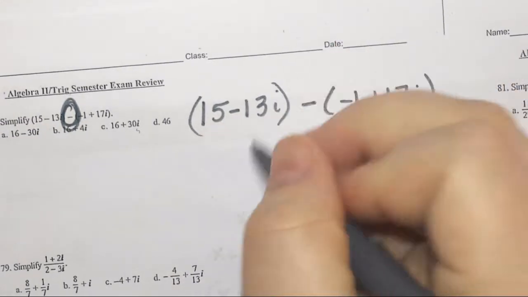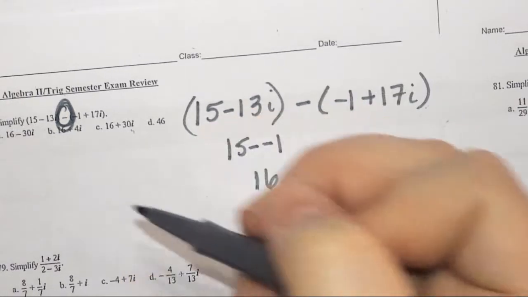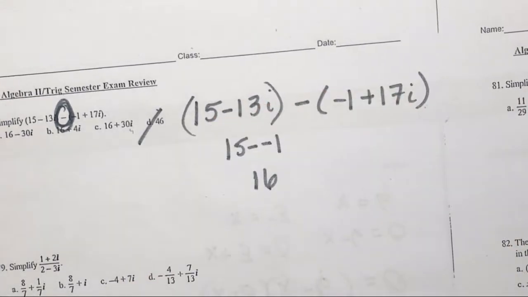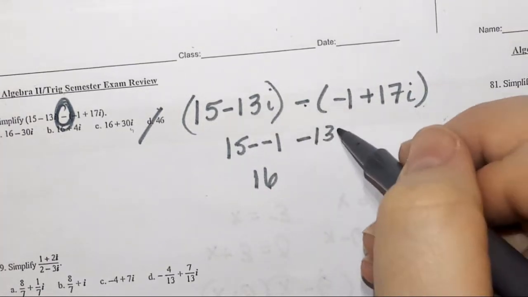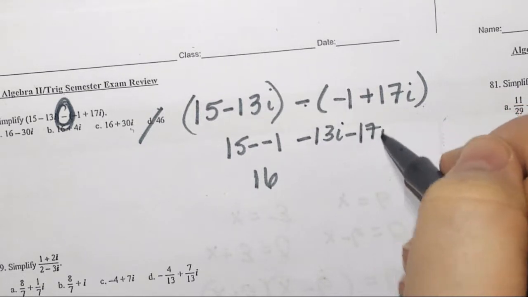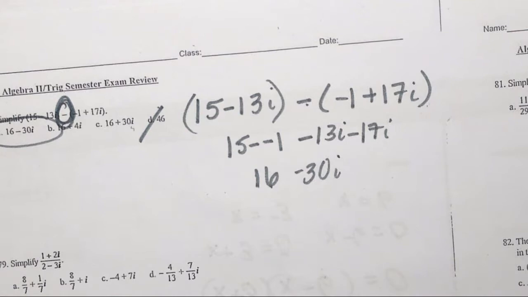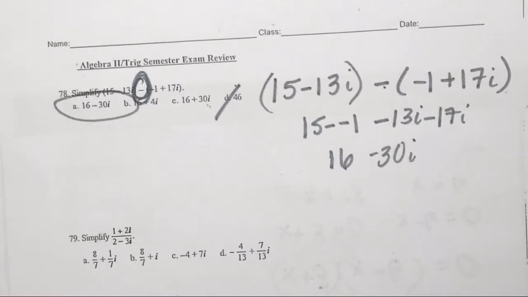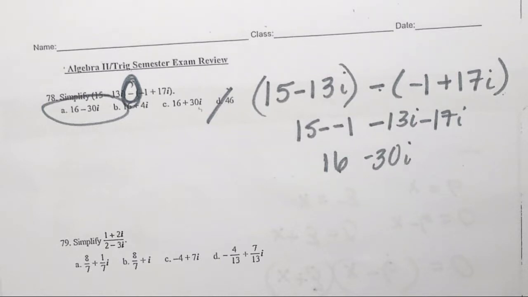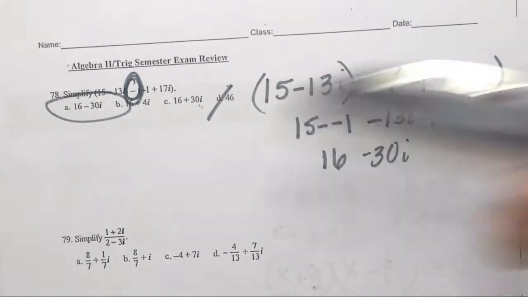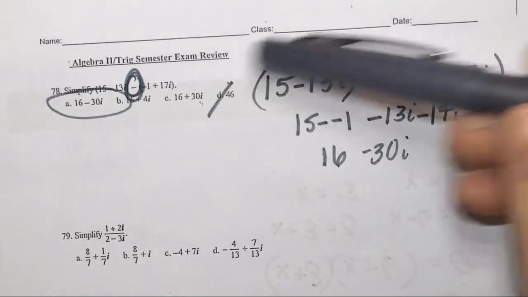$15 minus negative 1 is going to be a positive 16, so it's definitely not D. Don't pick D. And then negative 13 minus 17 is negative 30, so it's been A this whole time. They put the opposite side, in case you thought negative 13, negative 17 made a positive 30. And they also put plus 4i, because some people are going to think 17 minus 13 and get 4.